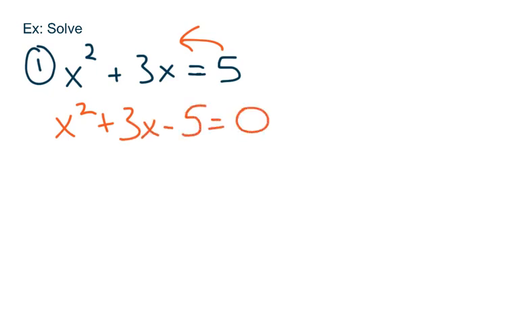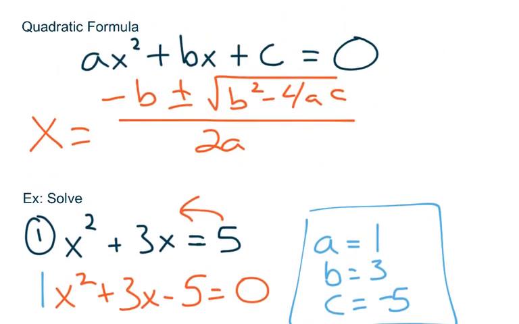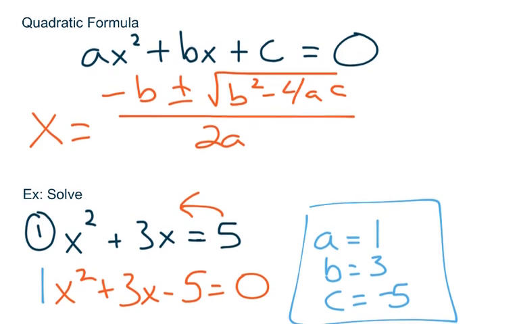Now, just so we're clear, let's identify what a is equal to, what b is equal to, and what c is equal to. You don't have to do this on every problem, but for this one we will, just so we're clear on what each variable is. So remember, a is always the number in front of x squared. If you don't see a number, then it's 1. b is always the number in front of x, so that's 3. And then c is always the number without a variable, in this case, negative 5. So these are the three numbers that we're going to put into our quadratic formula.